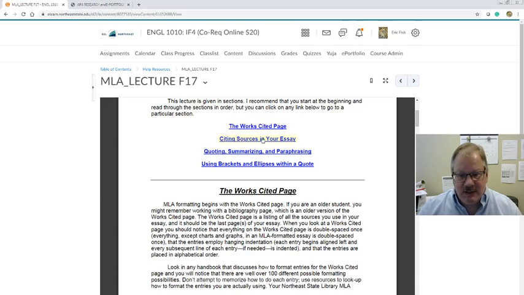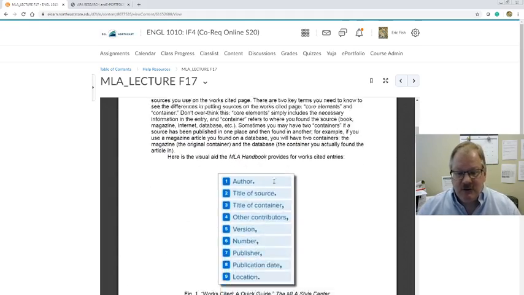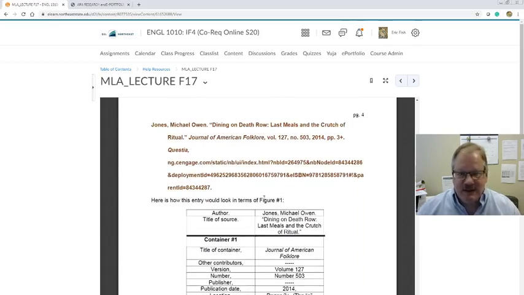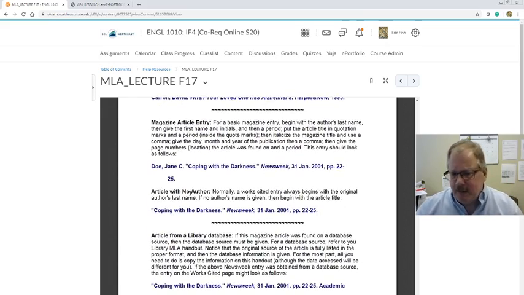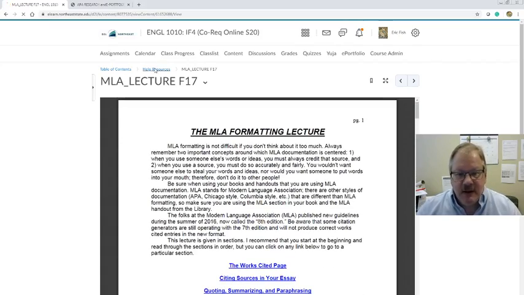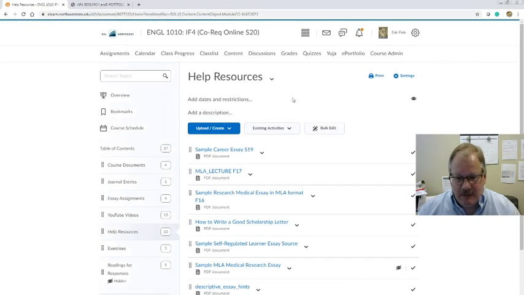We're going to start with the works cited page, then we're going to get into citing sources in your essay, then quoting, summarizing, and paraphrasing. And this just goes through it maybe a little slower. And also, if you're getting stuck, you can go look at the lecture and see what's going on. It goes through the different types of works cited entries and all that good stuff. Also, you're going to see sample essays here. Make sure you pay attention to the MLA formatting. That's what I'm about to talk about right now.